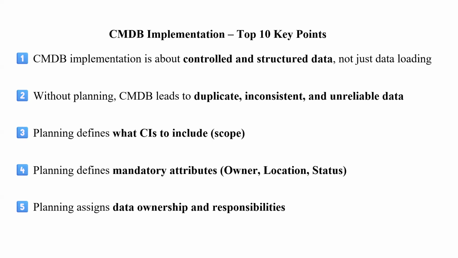Planning assigns data ownership and responsibilities. It means every CI should have a responsible team or a person. For example, servers for the infrastructure team and applications for the application team. This ensures the issues are handled by the correct team.